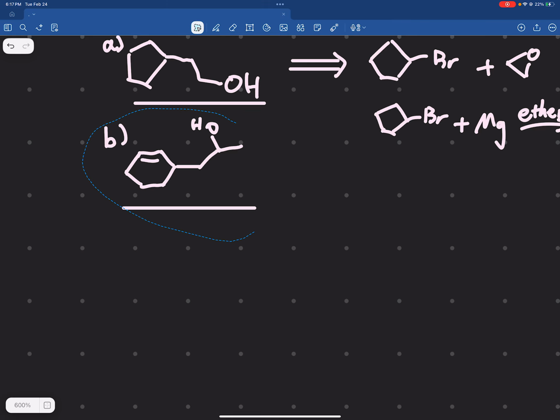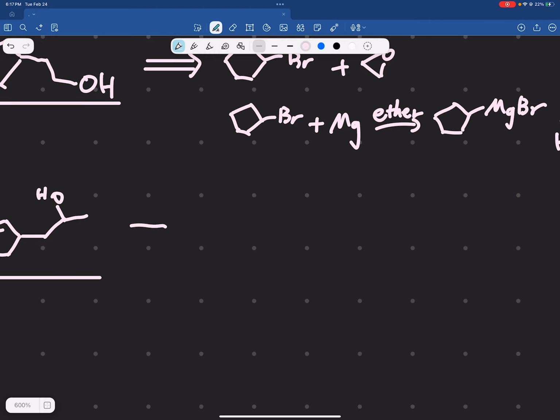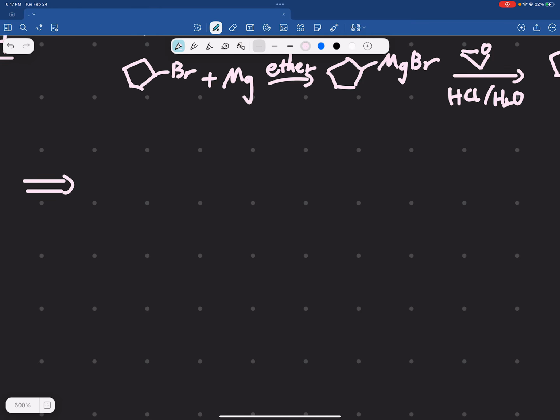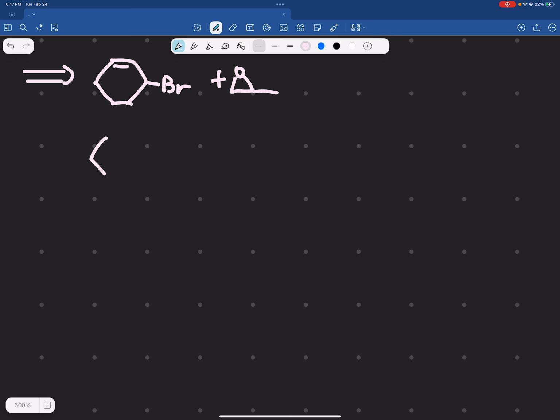This second compound, compound B, is going to be formed from something like this. And the reaction is going to look like this.